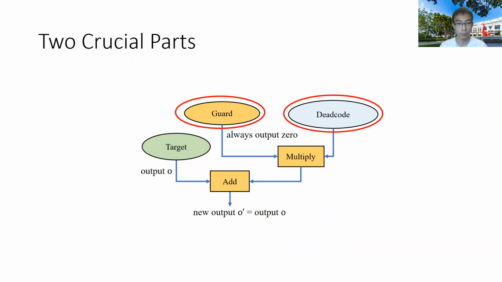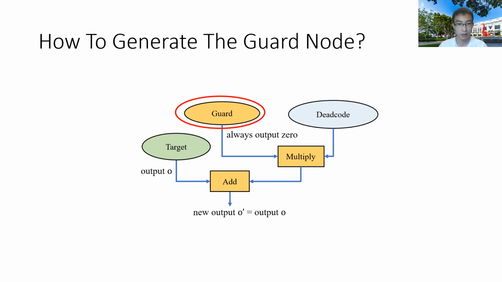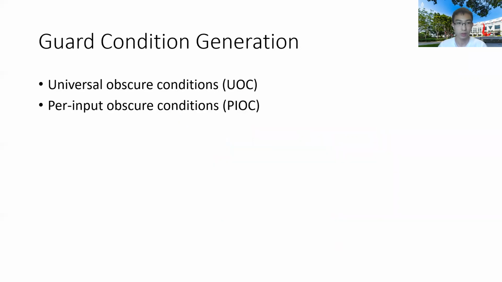There are two crucial parts in this structure. The first is the guard node, and the second is the dead code node. First, let's take a look at how to generate a guard node that always outputs 0. The only constraint of the guard node is that it should output 0. We introduce two guard condition generations. The first is the universal obscure conditions, abbreviated as UOC. The second is the per input obscure conditions, abbreviated as PIOC.